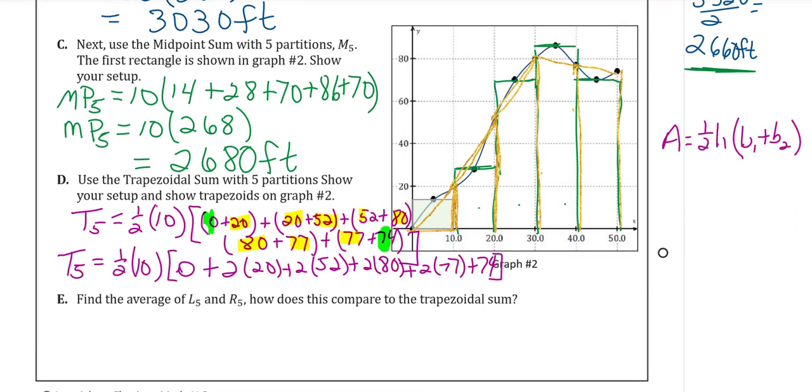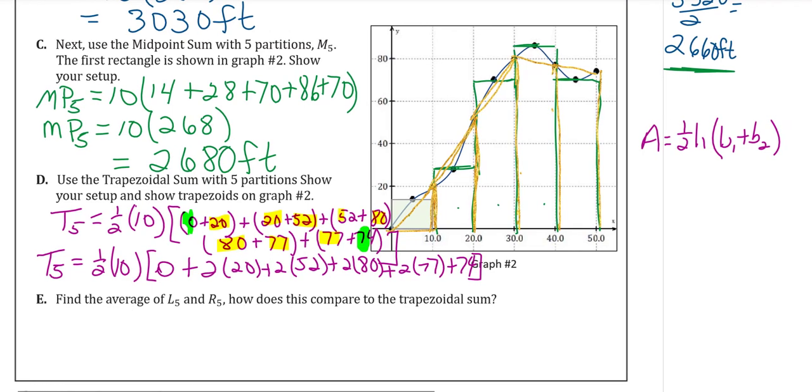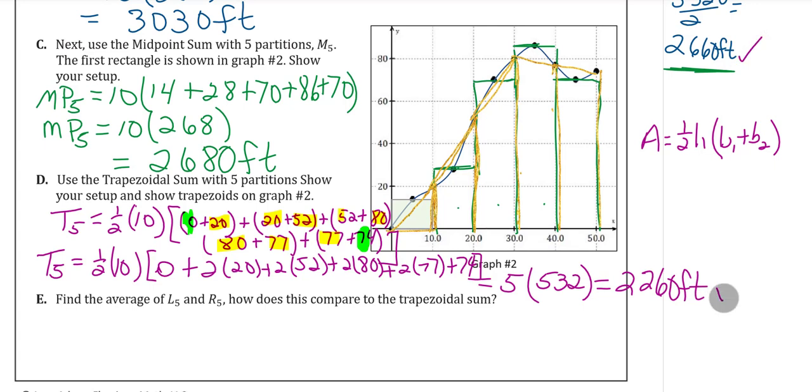All right, so finishing this up then, my T5 is going to equal 5, half of 10, times, when I add those all up, I get 532, which gives me an area of 2,660 feet. So if you notice, you can either average the two, you can use the trapezoid method or the midpoint method to get the closest approximation of the area.